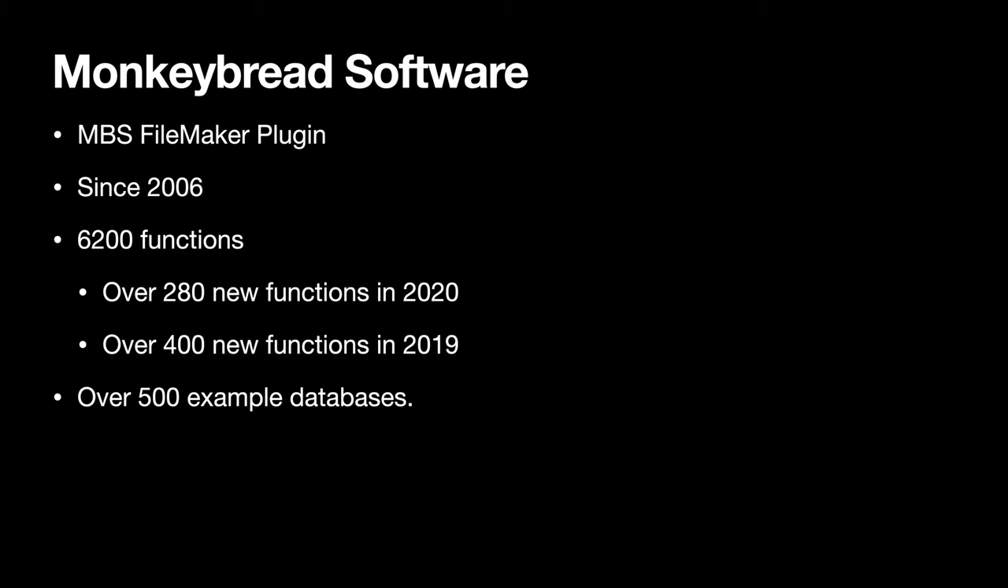The MBS plugin has been in development since 2006, which makes it now 14 years old. Over the time we got functions for everyone. So currently we have 6,200 functions in the plugin and we just added 280 new this year already. Please check out the 500 example databases coming with the plugin, as many databases may give you an example on how to use the plugin functions. And you may just copy and paste some scripts to your solution to get something done.